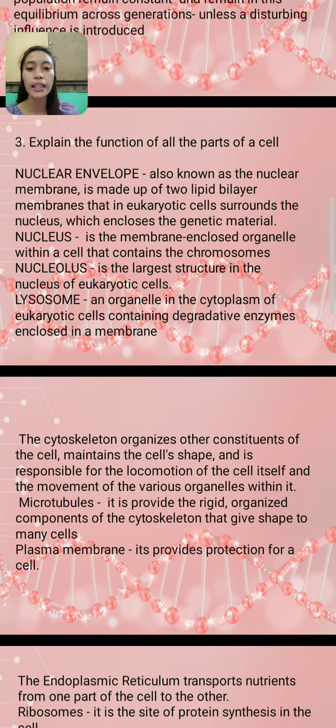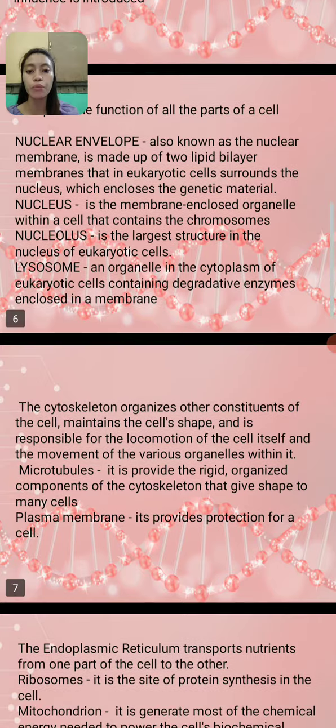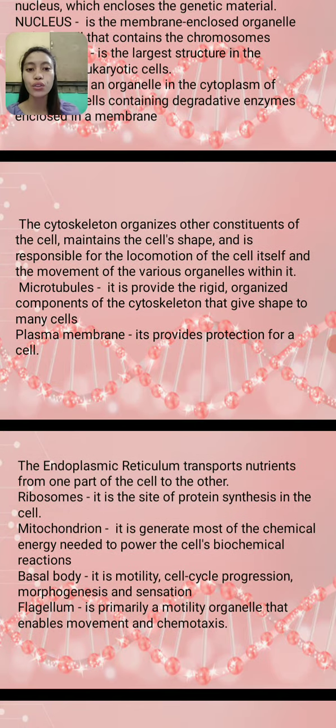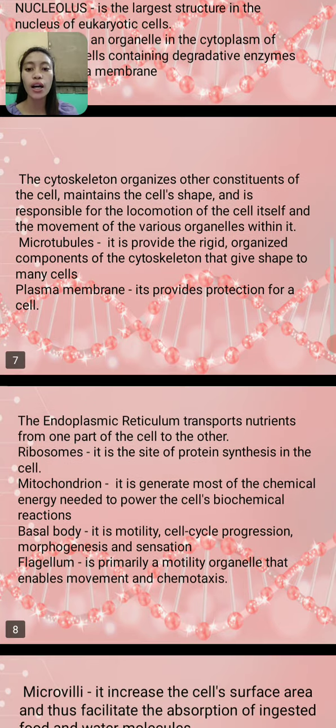Lysosome, an organelle in the cytoplasm of eukaryotic cells, contains degradative enzymes enclosed in a membrane. The cytoskeleton organizes other constituents of the cell, maintains the cell shape, and is responsible for the locomotion of the cell itself and the movement of the various organelles within it. Microtubules provide the rigid organized component of the cytoskeleton that gives shape to many cells. Plasma membrane provides protection for a cell.